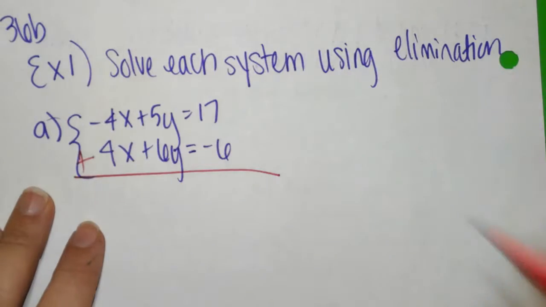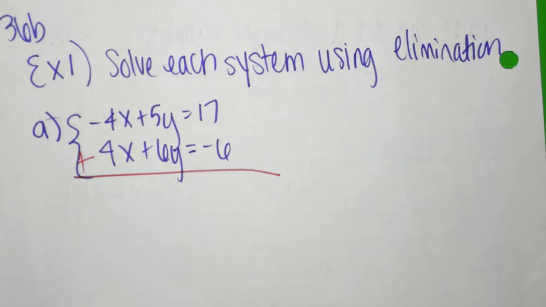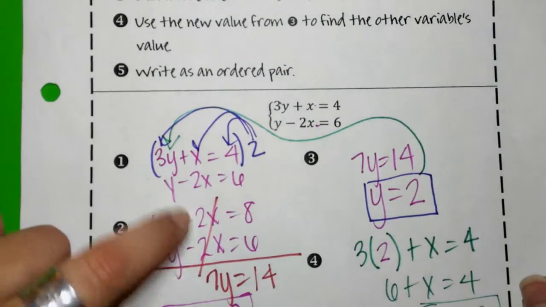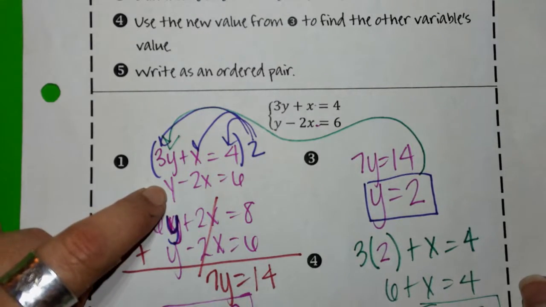Wait, so it'd be 17 minus negative 6, so that'd be a positive. Plus negative 6. Yes. So you always have to cancel the x? No, you can't always. You cancel if they have the same number up front and opposite signs. Do you see how before we canceled the x just because we made them opposite signs and the same number? We could have easily done the y.